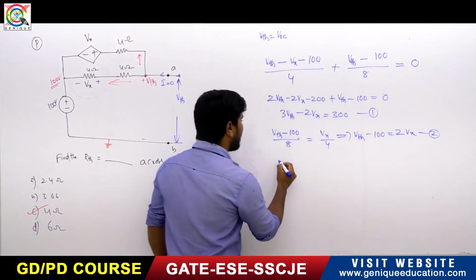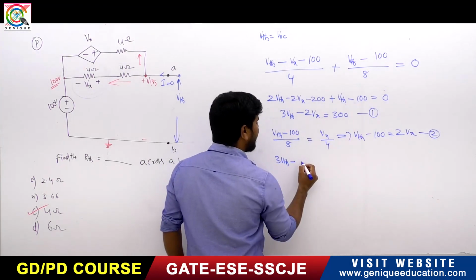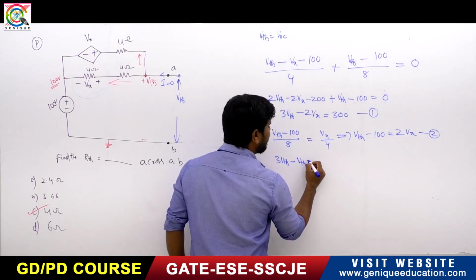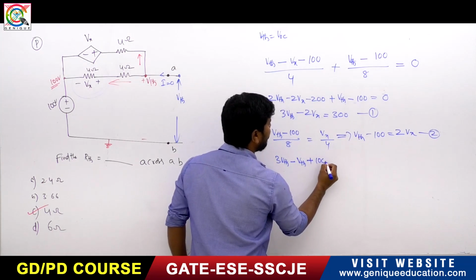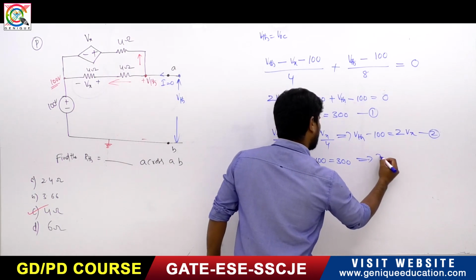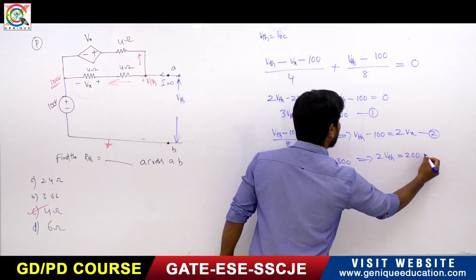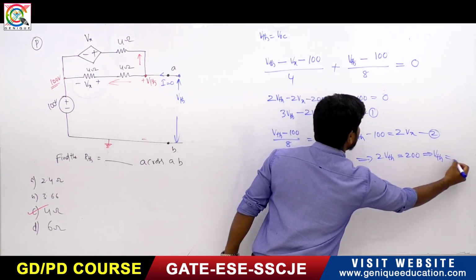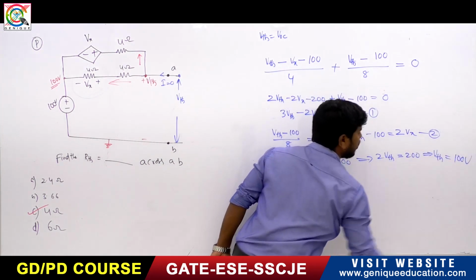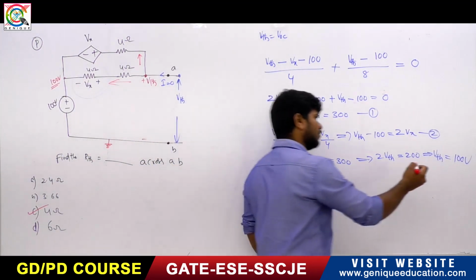So from 1 and 2, how can I write? 3VTH minus 2Vx, and 2Vx is VTH minus 100. Minus 100 means plus 100, it is equal to 300. So from this, 2VTH is equal to 200. So this implies VTH is equal to 100 volts. So this is the Thevenin equivalent voltage. Okay. So like this.